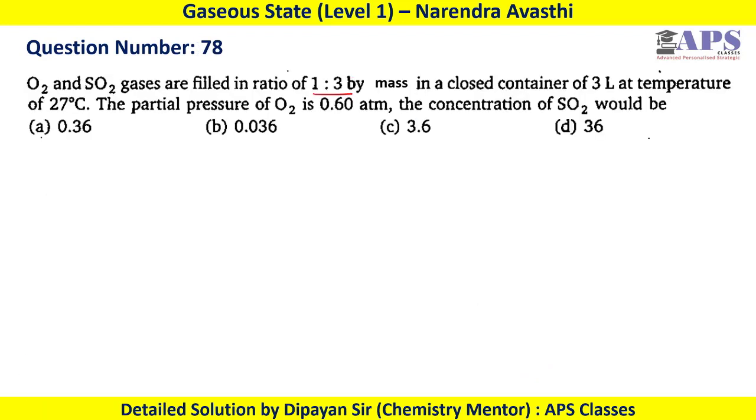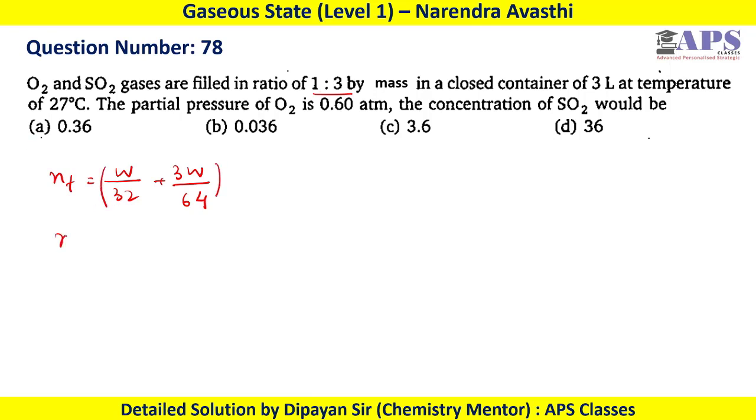In question number 78, O2 and SO2 gas are filled in a ratio of 1:3 by mass in a closed container of 3 liter at a temperature of 27 degrees centigrade. The partial pressure of O2 is 0.6 atm. The concentration of SO2 we have to calculate. Okay, so the total number of mole we can calculate like this: W by 32 plus 3W by 64, because W is for O2 and 3W for SO2. The mass ratio is 1:3.